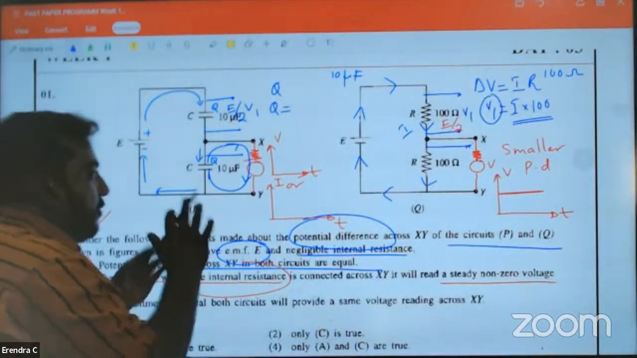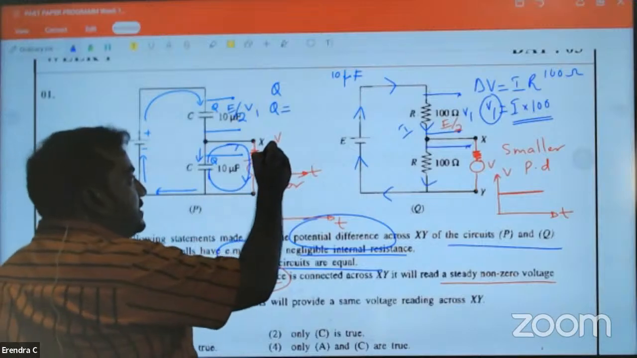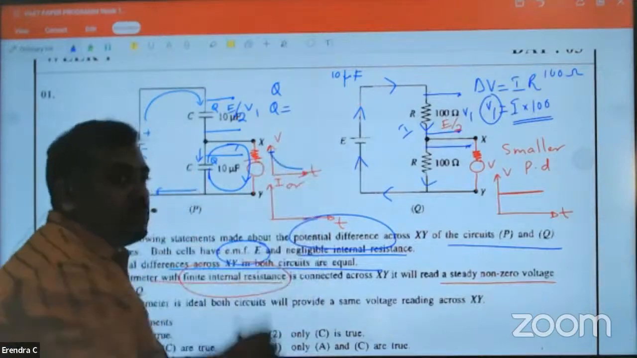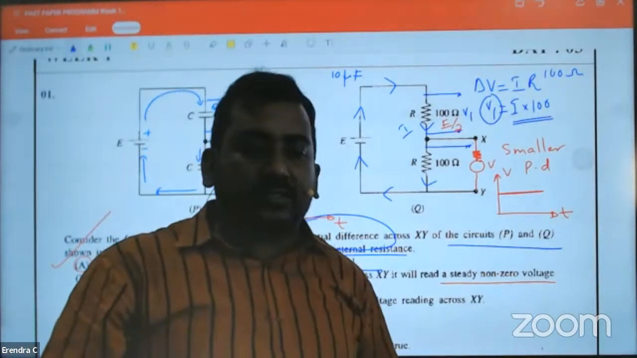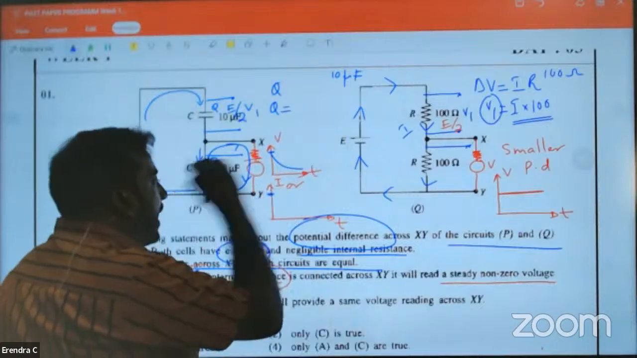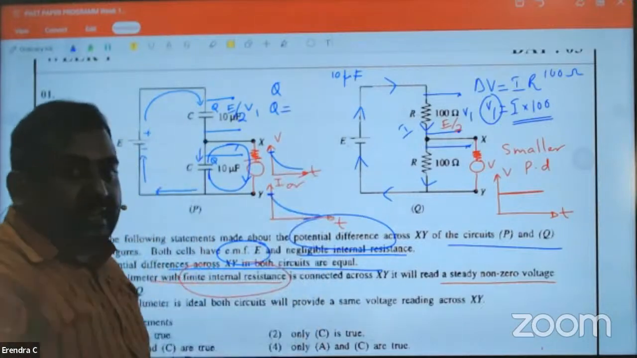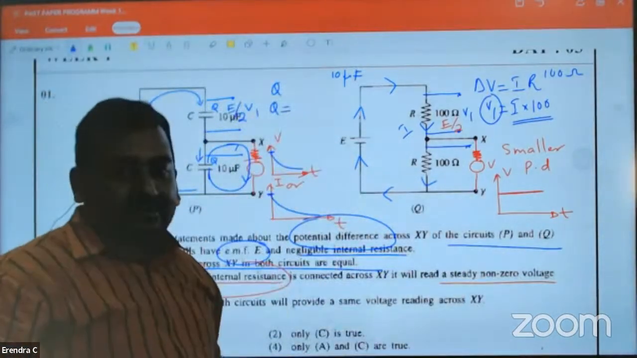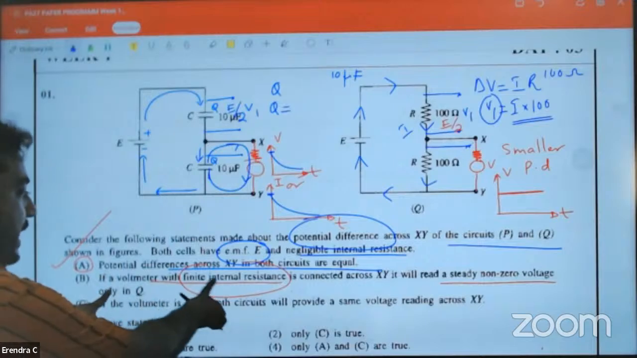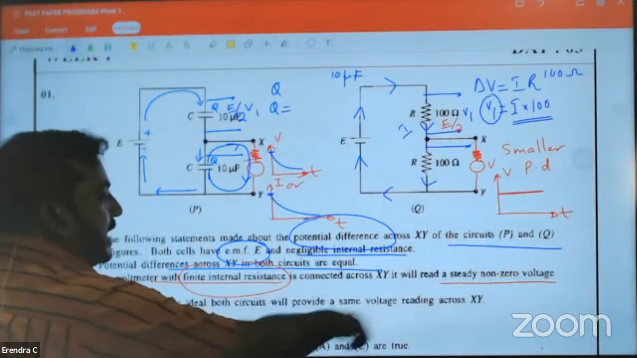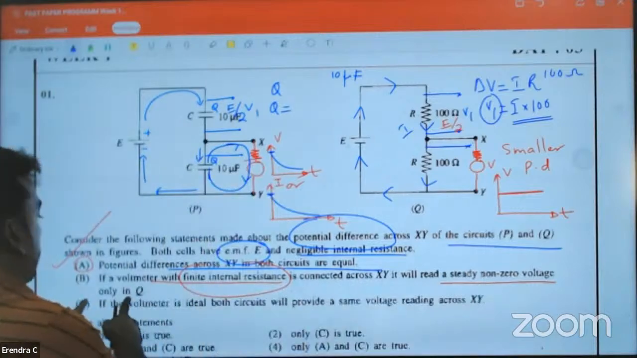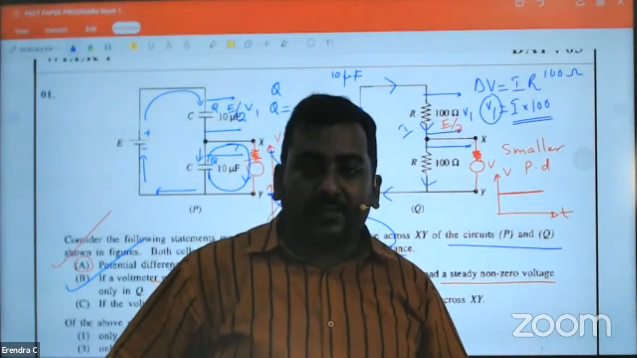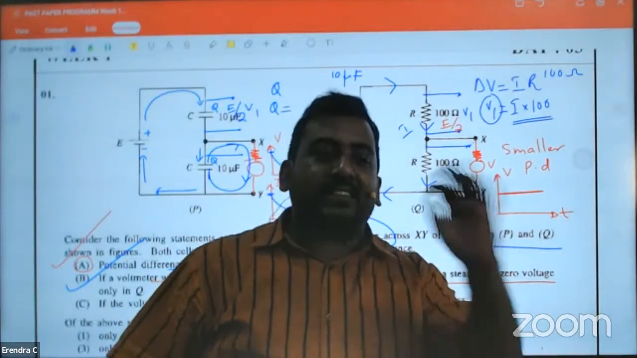So remember, it will suddenly reduce. Here also, is it going to be steady or non-steady? It is non-steady. If a voltmeter with finite resistance is connected across X, this is correct. Clear? Understood? Okay, let's write.